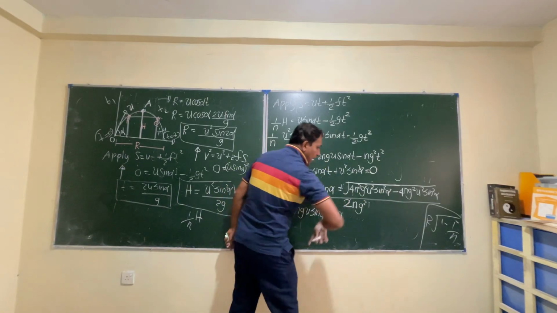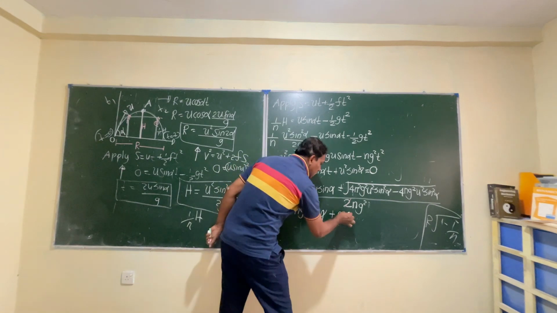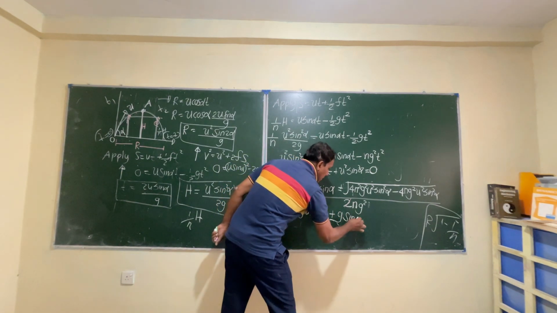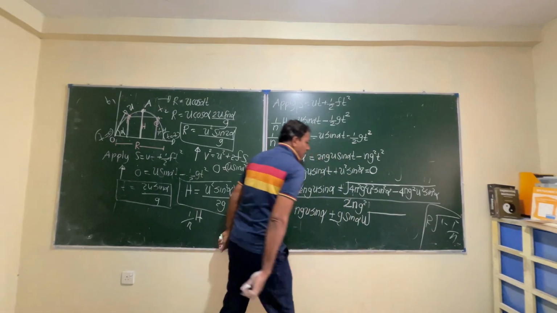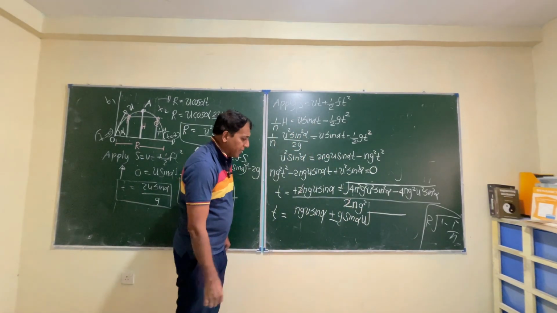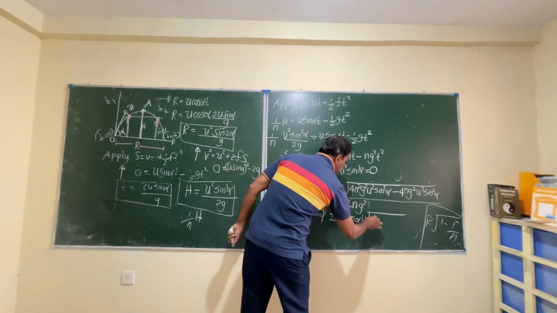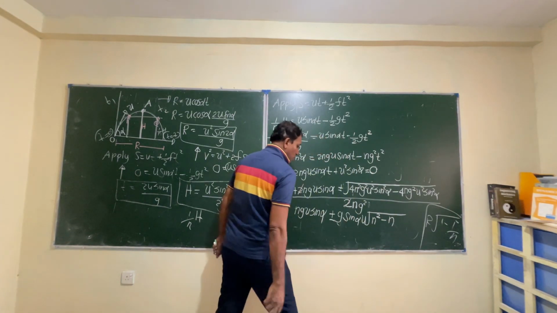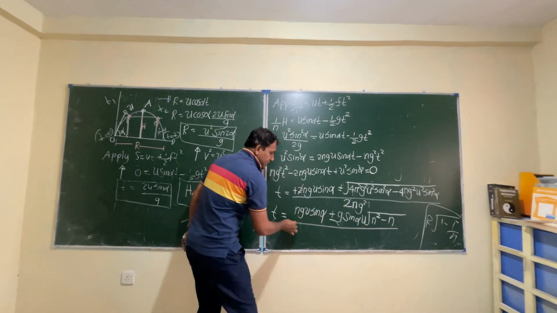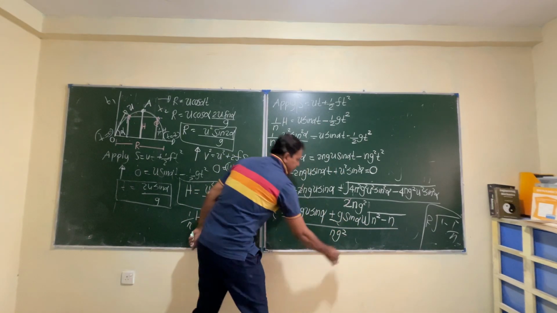G square taken out is g, sine square alpha taken out is sine alpha, u square taken out is u, right? I think all the parts are taken from inside to outside. Inside, the n terms remaining are n square minus n. Check, okay? We are going step by step, very close to the answer.